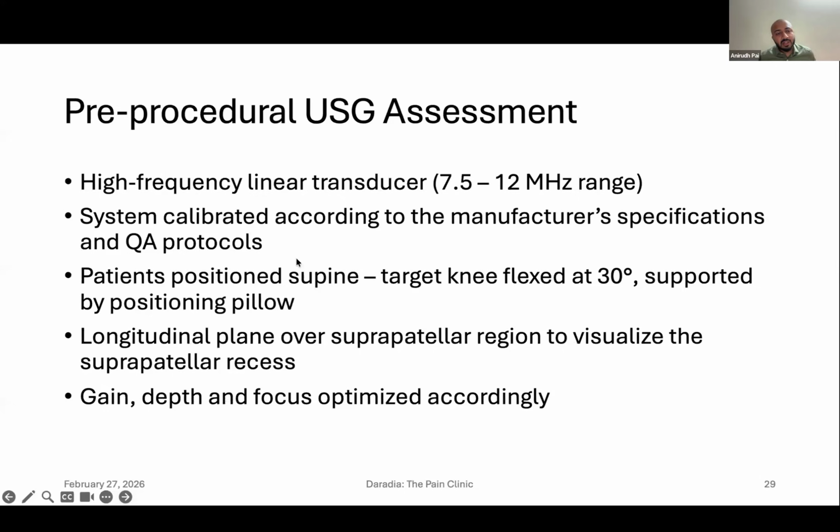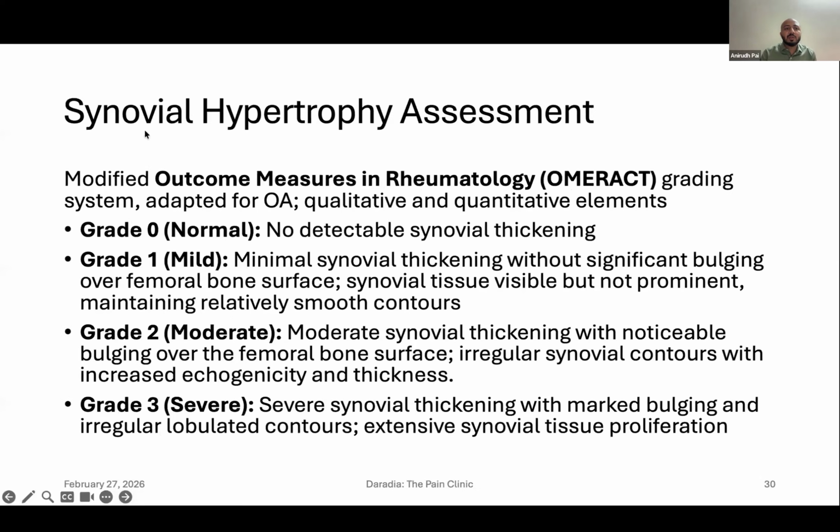So pre-procedural ultrasound assessment was done with a high frequency linear probe, starting with the synovial hypertrophy assessment. This was done using the modified OMERACT grading system, adopted specifically for osteoarthritis. Synovial hypertrophy was described in 4 grades, starting with grade 0, that is normal, no detectable synovial thickening, and grade 3 was severe. Grade 1 had minimal synovial thickening. I'll be showing the pictures after this.